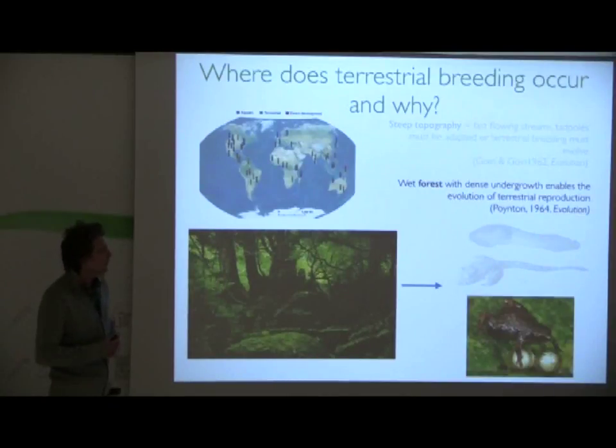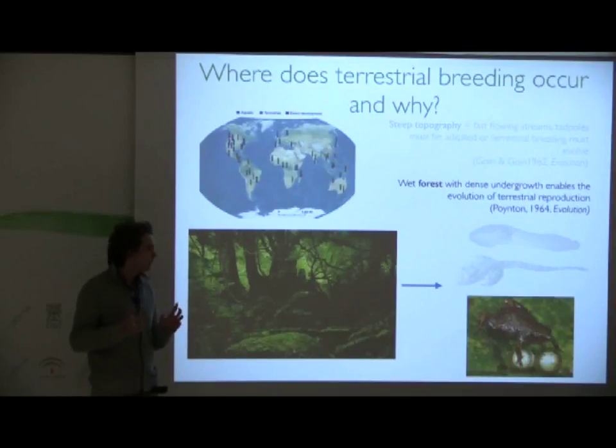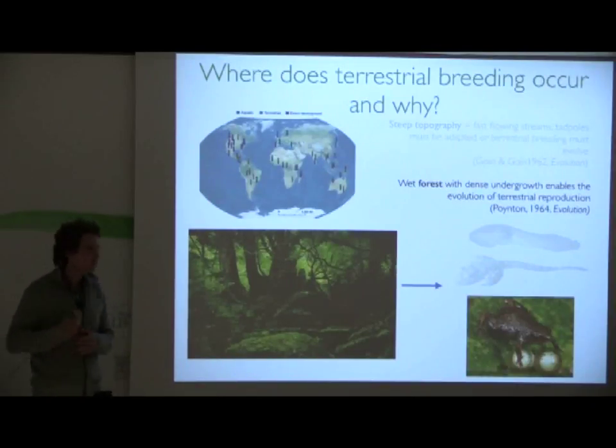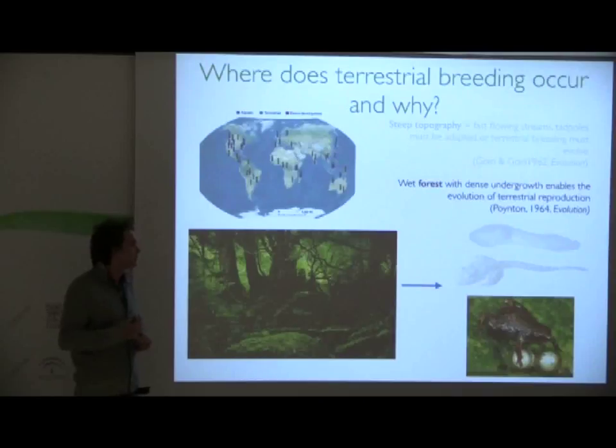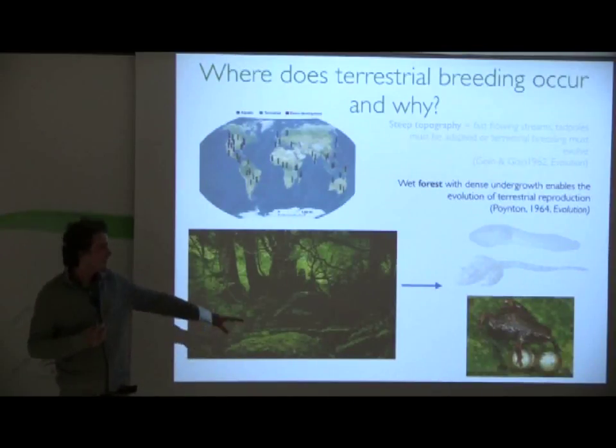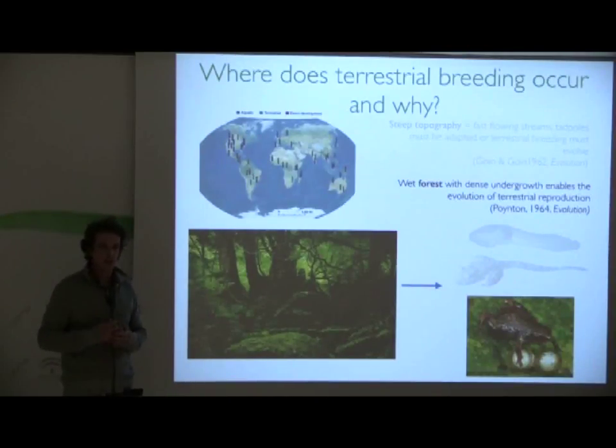Two years later, Poynton suggested that yes, the association to tropical montane habitats was correct, but the interpretation was wrong. And he suggested that what really drives terrestrial breeding is dense undergrowth, moist forests that are often associated to these tropical montane environments, which are necessary to prevent the terrestrial eggs from being desiccated, from drying out. So these were 2 hypotheses we wanted to explore further because they were more commentaries than anything.